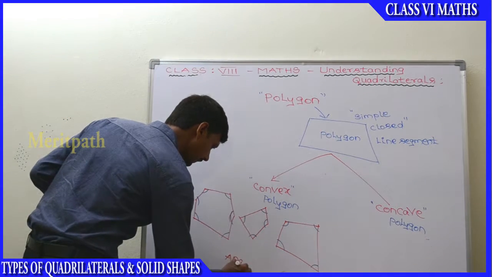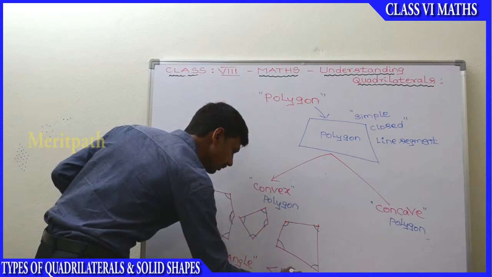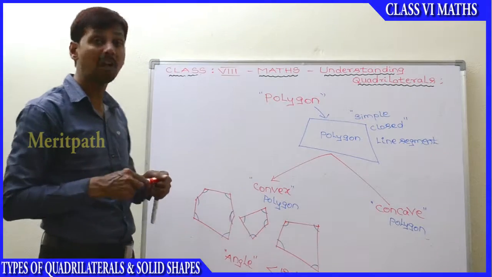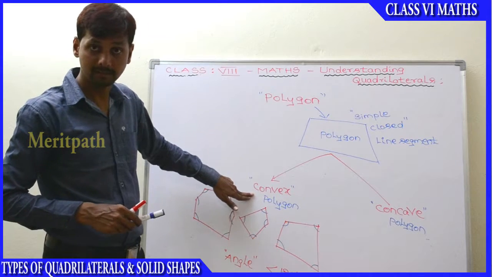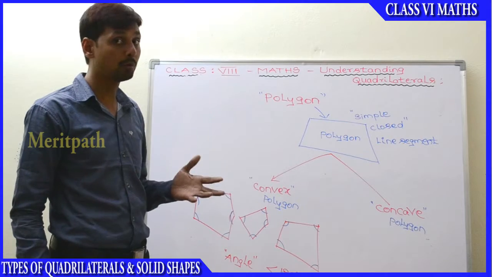Angle is less than 180 degrees. So this kind of polygons are called convex polygons. Convex polygons. So let's go for concave polygon.